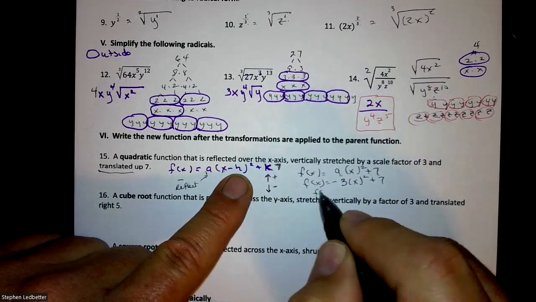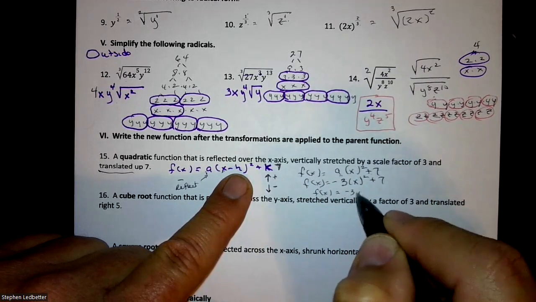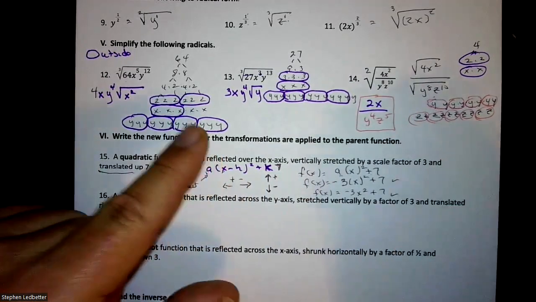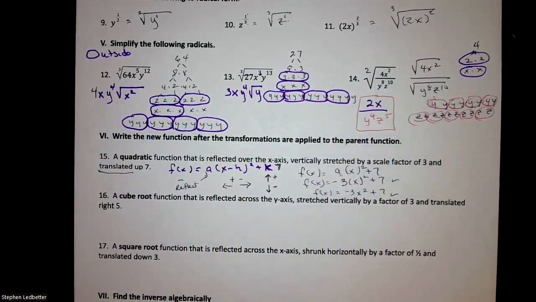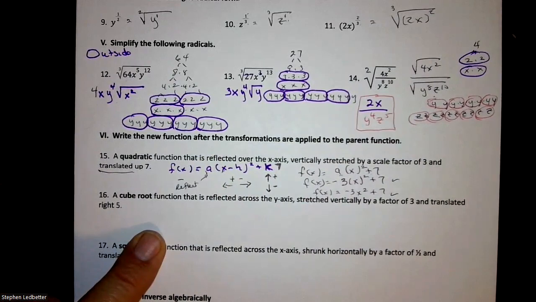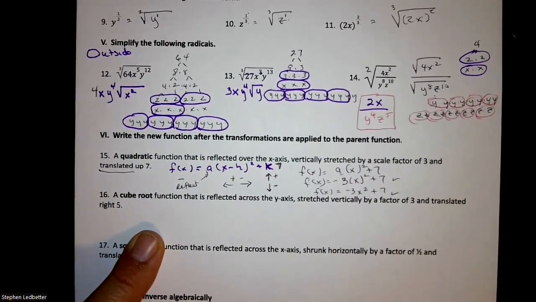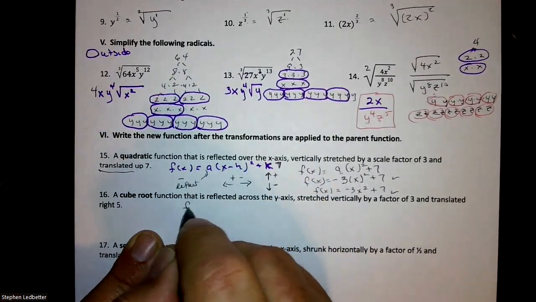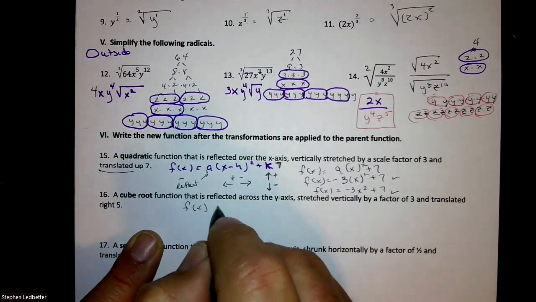Now, you could write it in this way if you wanted to. You could distribute, and you could actually get your answer that way as well. So both of these are correct depending on how you write them. All right, so the cube root is the same thing. It's not anything different. The parent function of a cube root looks like this.